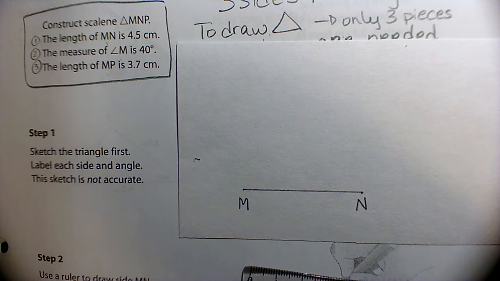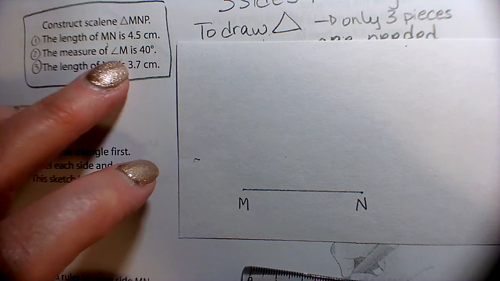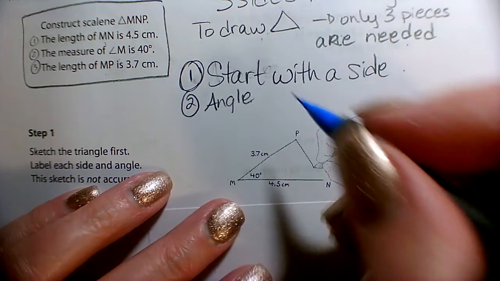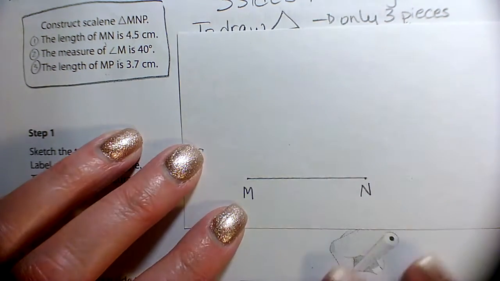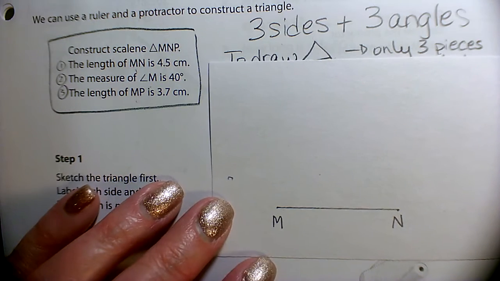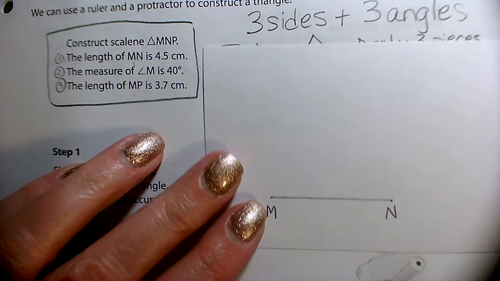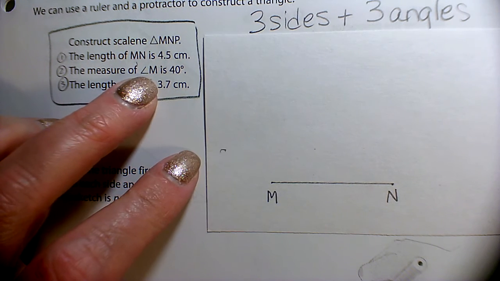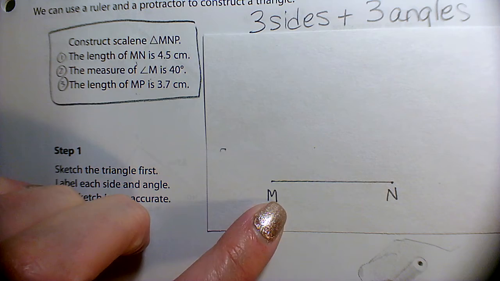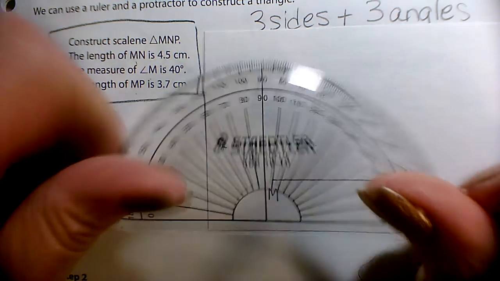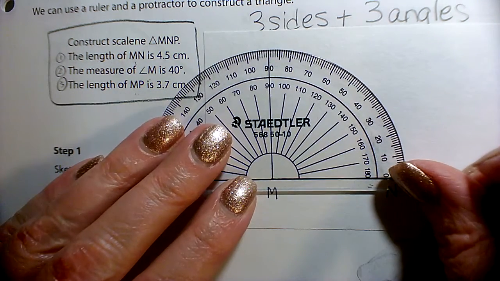Because as soon as I label that, then I can use another piece of information. I know that I have an angle. So step number 1 is always to start with a side. Step number 2 is to use the angle now. Now, which side am I going to put my angle on? It says angle M is 40 degrees. This is my M, that's my N. I'm going to put my angle on this side.